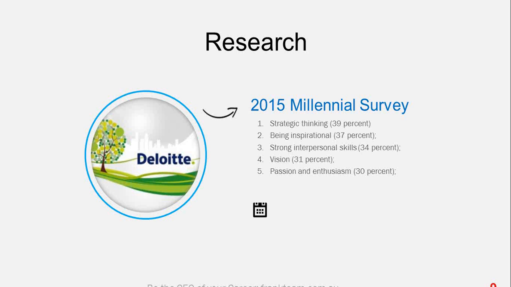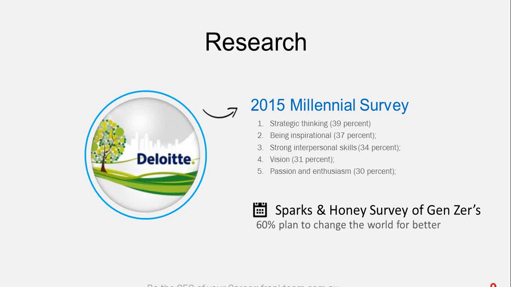Similarly, a U.S. ad agency called Sparks and Honey did a bit of a survey with Gen Zers. So those are people who are born after 1995. And they found that 60% of those that they surveyed intended to change the world for the better. They wanted, as far as their work or what they did for a living, to be able to contribute and make a difference.